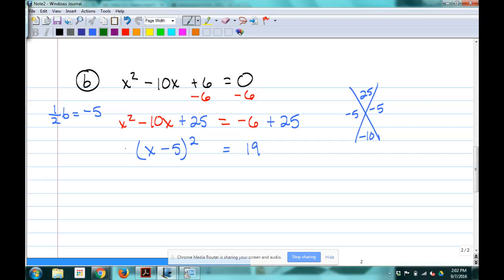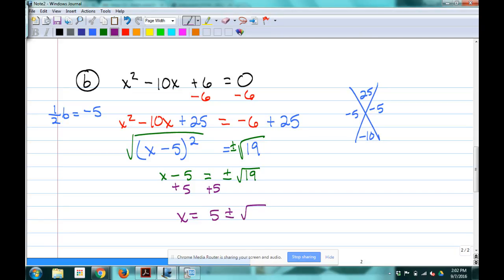And then we take the square root of each side. Plus or minus on the side with a number. That's x minus 5 is equal to plus or minus radical 19. 19's prime, so it doesn't break down any. So then I just need to get x by itself. 5 plus or minus radical 19.